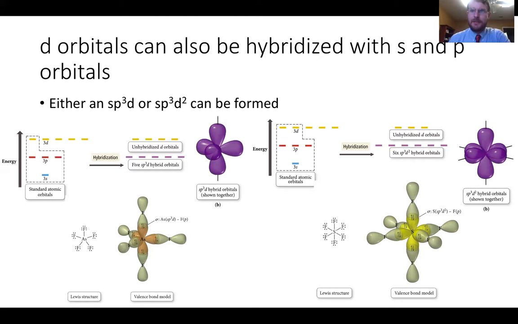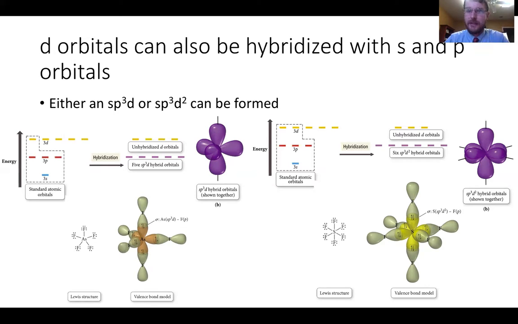And usually we can determine this by seeing how many things are bound to it. So here in this example, we see arsenic pentafluoride. We know that arsenic is bound to 5 things. So we need 5 hybridized orbitals. Well, we get sp3, so there's 4, but we need a 5th. Well, there's a d that's available. And so we just put that d in. And so now it's sp3d.